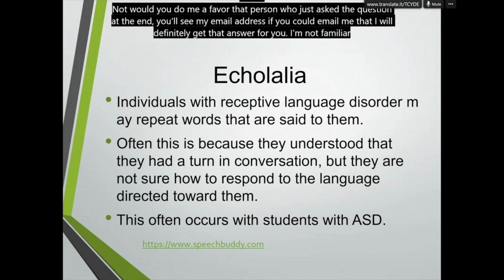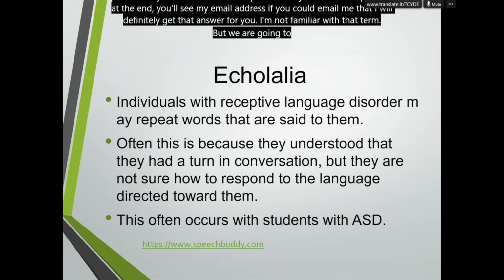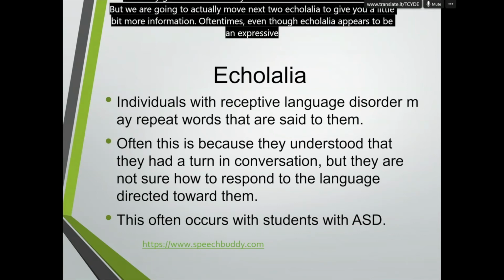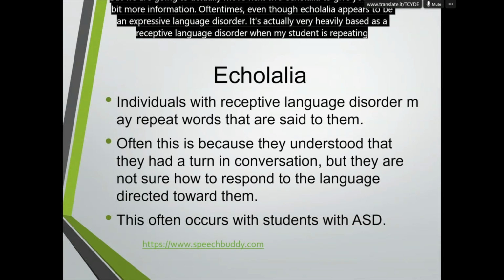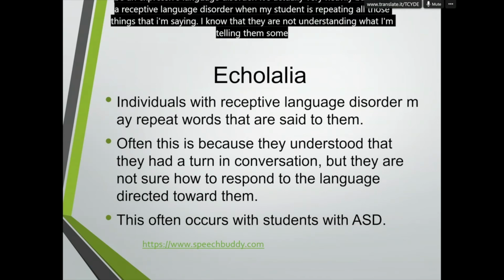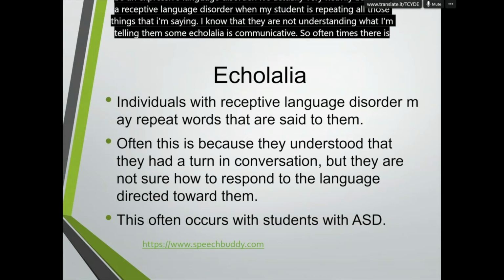But we are going to actually move next to echolalia to give you a little bit more information. Oftentimes, even though echolalia appears to be an expressive language disorder, it's actually very heavily based as a receptive language disorder. When my student is repeating all those things that I'm saying, I know that they're not understanding what I'm telling them. Some echolalia is communicative, so oftentimes there is a reason behind the echolalia.